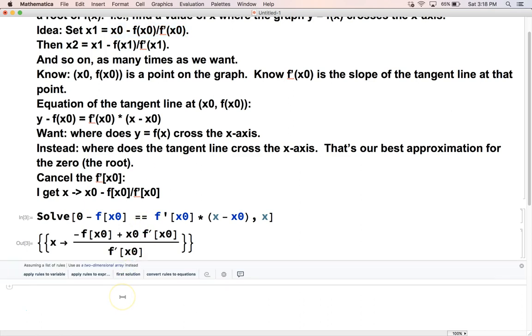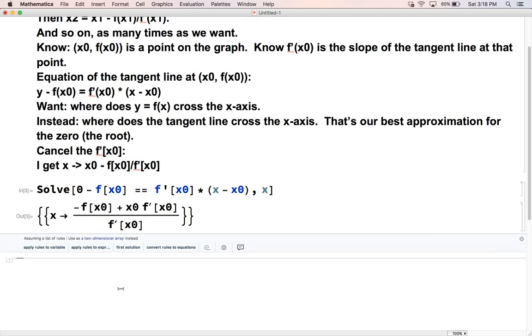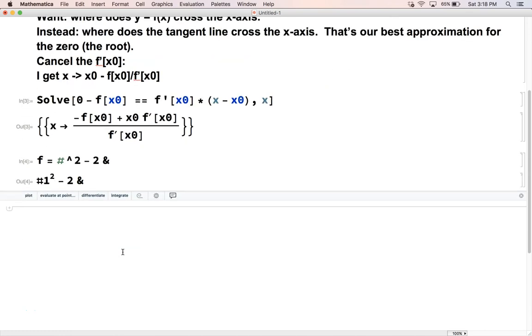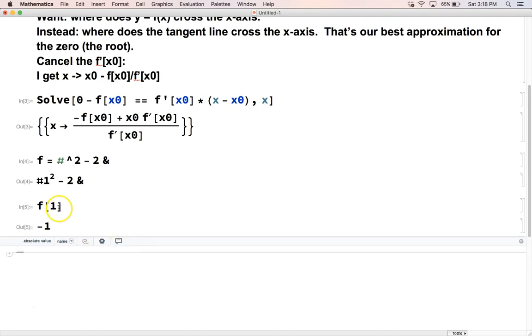And how can I do this in general? How can I automate this process? Well, I can automate it using Nest or NestWhileList or NestList. Let me show you how to do that. As an example, let me choose f to be the pure function x squared minus 2. For a pure function, I don't write x, I write this pound symbol. Just to convince you that that's right, if I do f of 1, then I get 1 squared minus 2, which is negative 1.